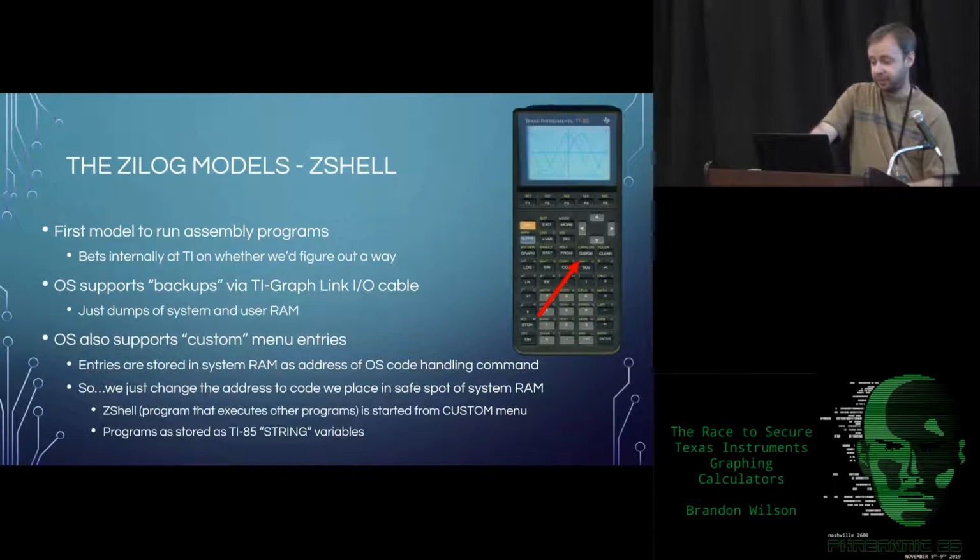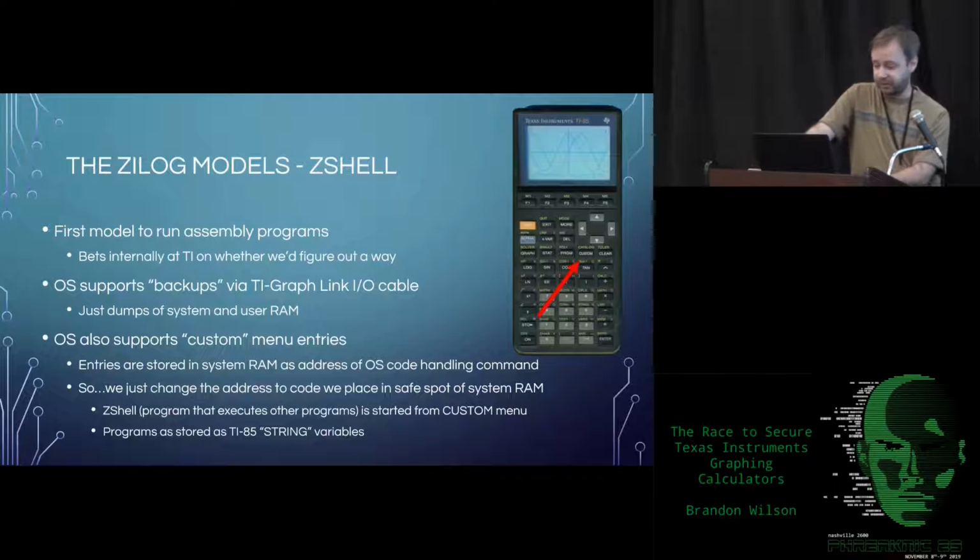Now the first model capable of running native assembly programs was the TI-85, which is a very old model that you don't see a lot of these days. Rumor has it that TI employees actually had a bet as to whether we'd figure out a way to run native assembly programs, and that turns out that was a safe bet because the community did figure out a way, and it was through something called ZShell.